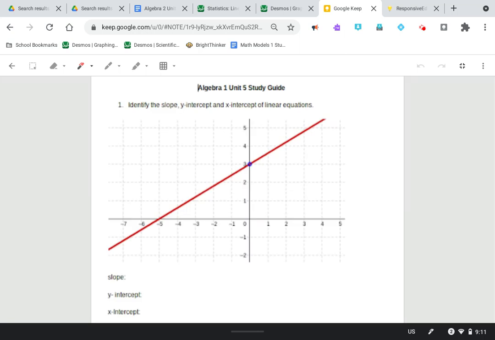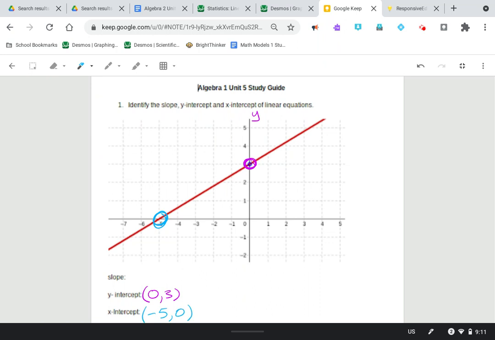One thing you need to be able to do is identify the slope, y-intercept, and x-intercept of linear equations when you're given the graph. So just as a reminder, this is what we call the y-intercept because it is where it crosses the y-axis. So our y-intercept is going to be 3, or you could put the point (0, 3). The x-intercept is going to be down here, where it crosses the x-axis. That's going to be the point (-5, 0).